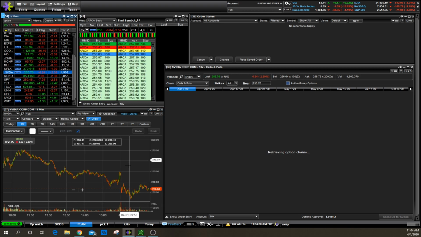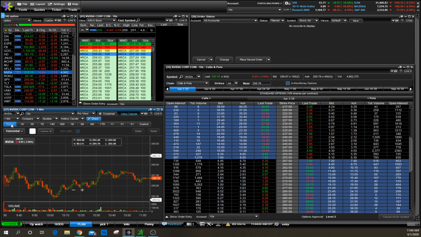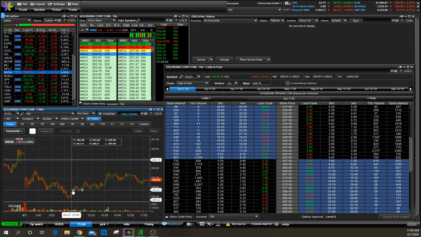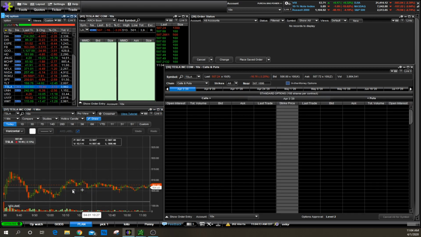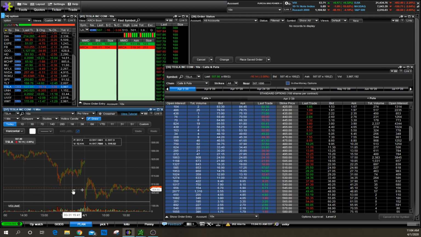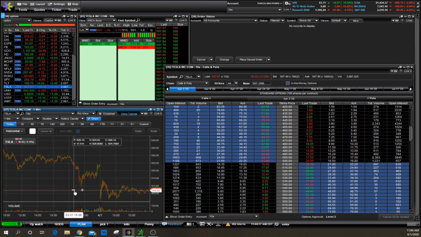Check out some other stocks. Let's see what Nvidia is doing. Pretty much same thing. Everything's gonna be just kind of consolidating in this range. Tesla. Not bad.